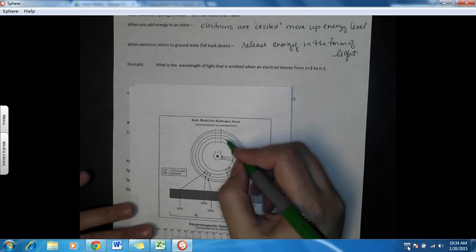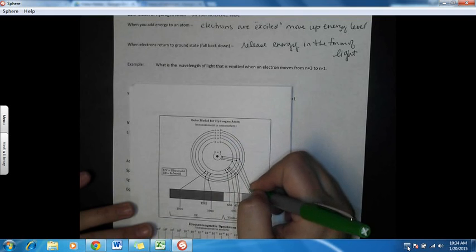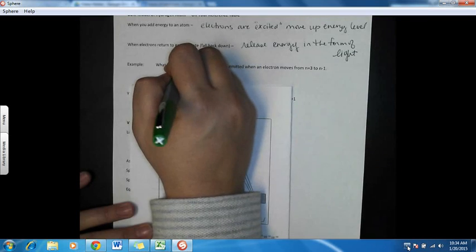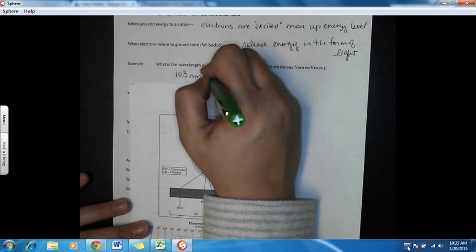So let's look at this example. What's the wavelength of light that is emitted when an electron moves from n equals 3 to n equals 1? So we find the dot on n equals 3 that has an arrow pointing to n equals 1, and we find it to be right here. And then we follow the line down, and it tells us the wavelength is 103. Now, 103 what? Well, right here it tells us it's measured in nanometers. So this is 103 nanometers. What type of light is that? Well, that's UV, and UV stands for ultraviolet.